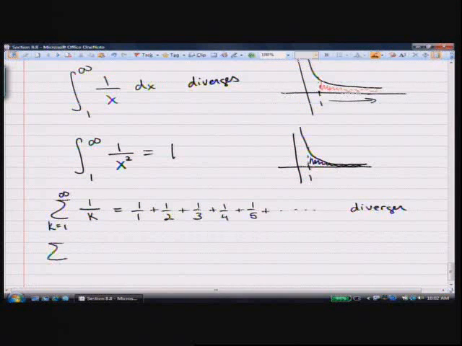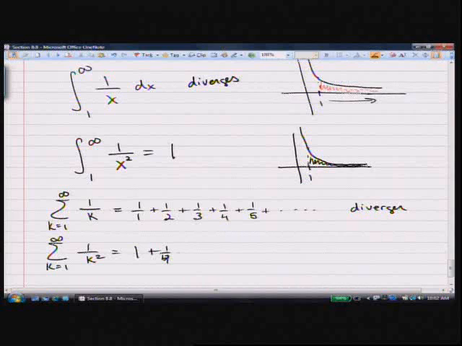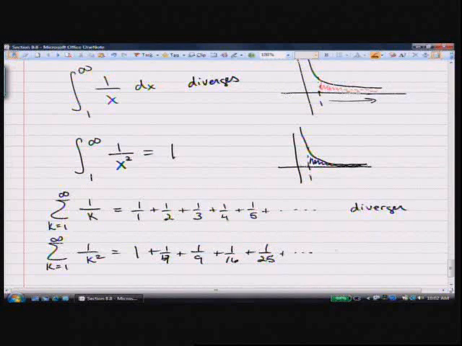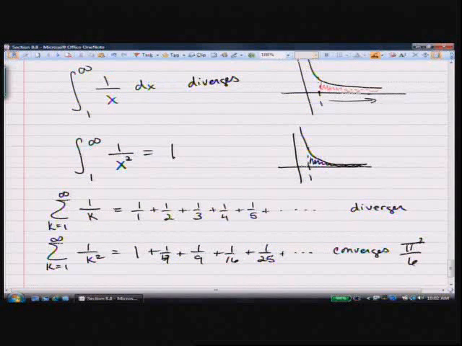But this one, which is 1 plus a 4th plus a 9th plus a 16th plus a 25th, that one actually converges. And it took Euler like 73 years to prove that it converged to pi squared over 6. That's extra information. But anyway, to me, what? Where did pi squared over 6 come from? What are you talking about? I just think that's creepy and weird.